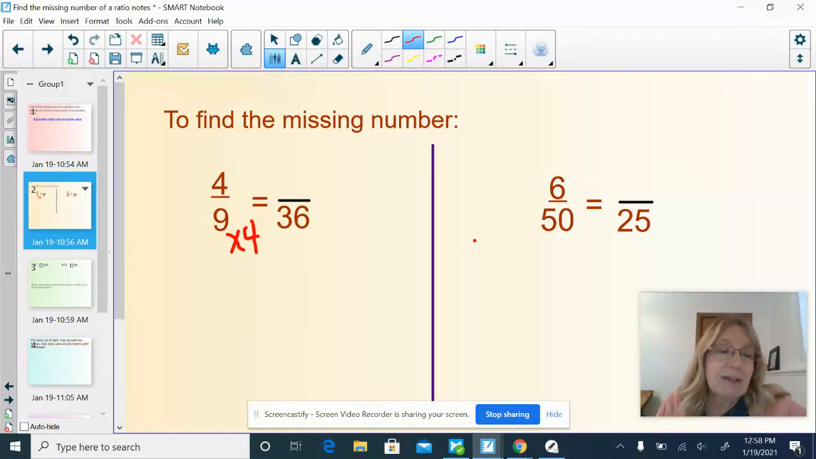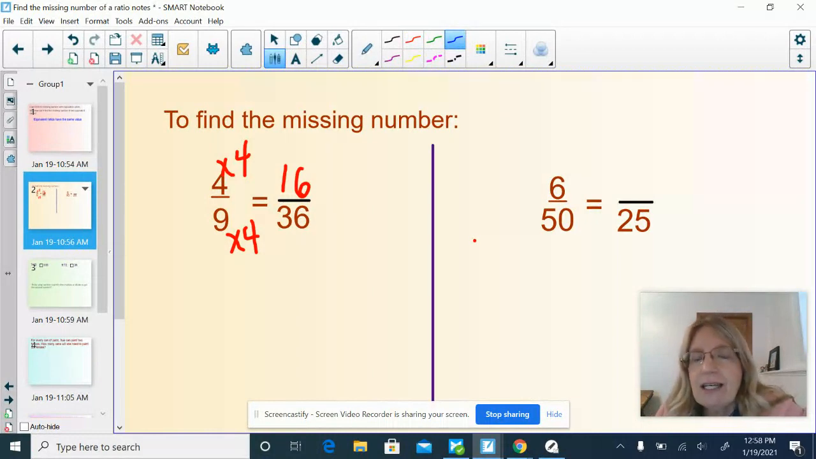Then if for the bottom part of the ratio you have to multiply times 4, then do the same thing for the top. So 4 times 4, an equivalent ratio would say 4 parts to every 9 parts is the same as 16 parts to every 36 parts. Okay. All right. Looking at the next one.